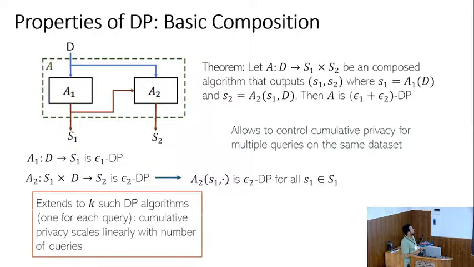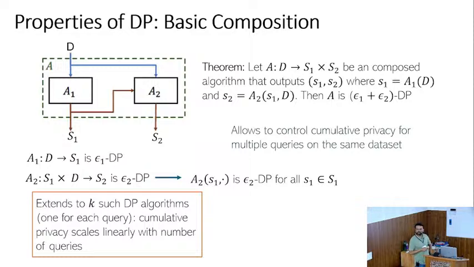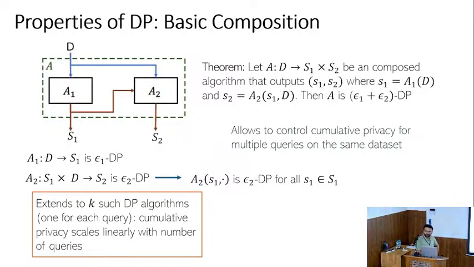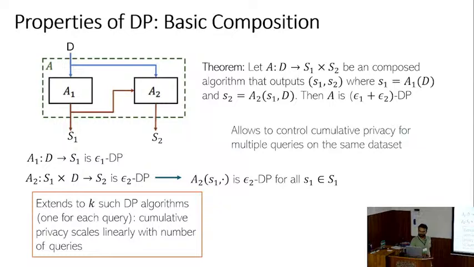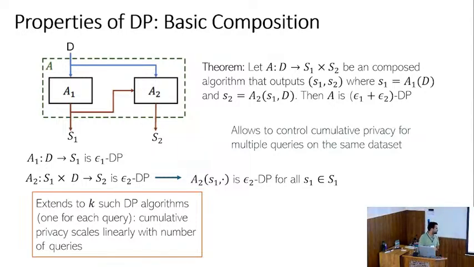It's not that we can only do it for 2 algorithms. We can easily extend to k such DP algorithms, where k is some number, that means k such queries. So if there are k queries and each algorithm satisfies epsilon DP, what will be the total privacy guarantee? Anyone? Each algorithm A is epsilon DP, we have k such algorithms, we compose them and give a final algorithm. So what is the total DP guarantee? K times epsilon, right?